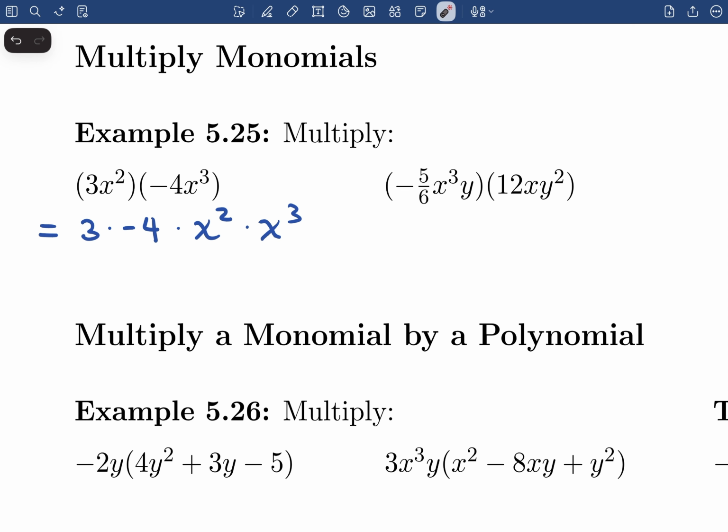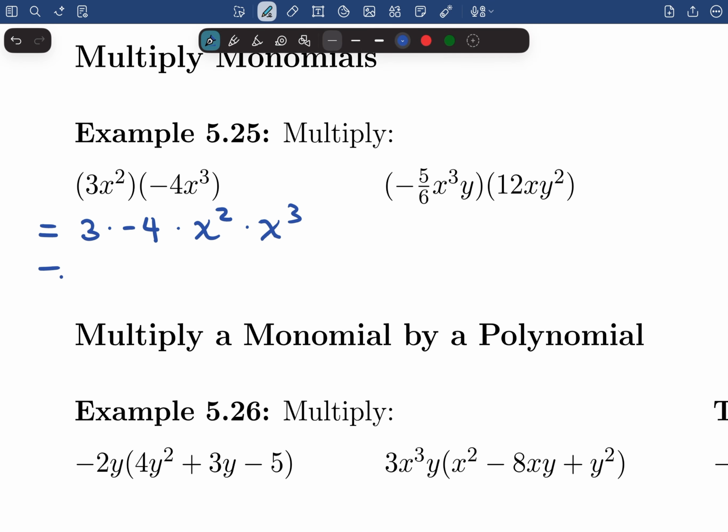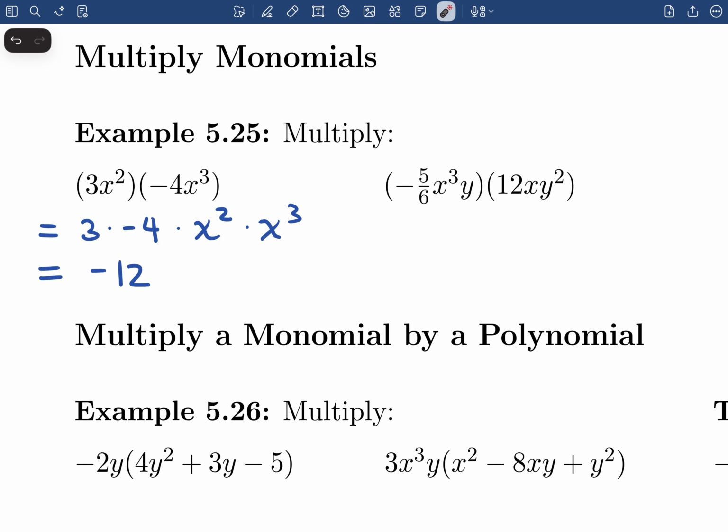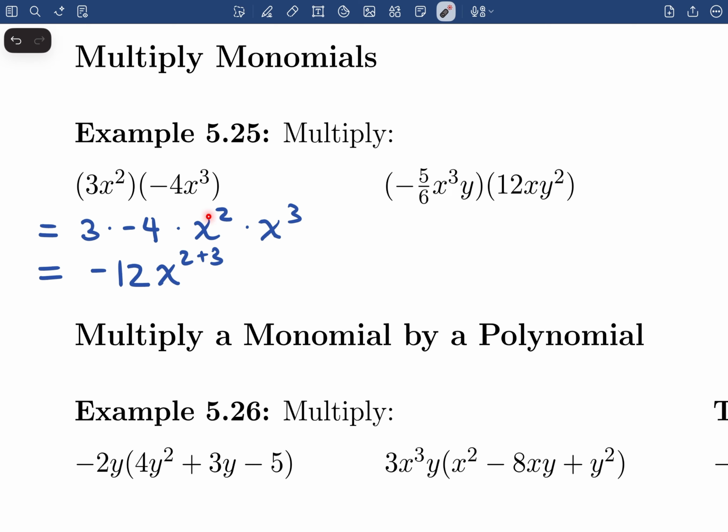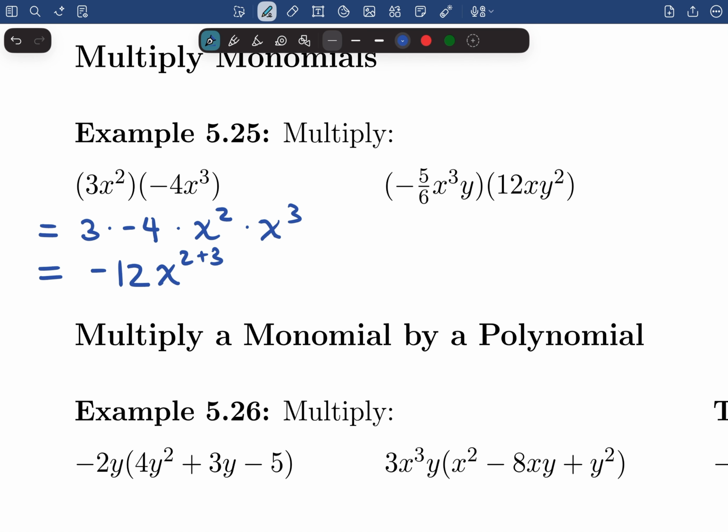Multiplication is commutative, and there are four things being multiplied together technically, so I can reorganize that how I want to. You can do the same thing. And why is that good? Because I could take 3 and multiply it with negative 4 and get the new coefficient of negative 12. And then we can use the exponent rules from the previous lesson: x squared times x cubed turns into x to the 2 plus 3. The product rule says we can add the exponents together. Okay, so there we go.